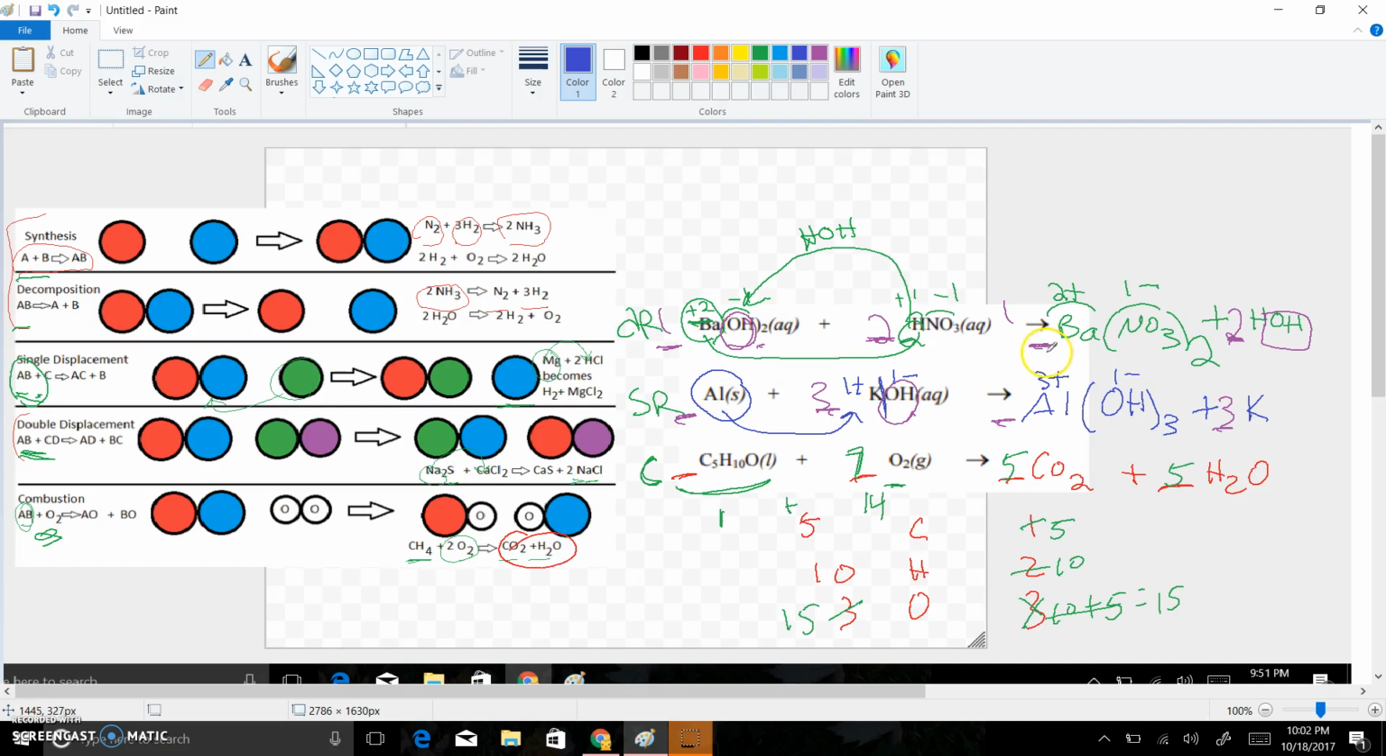So if you look at the first one, barium nitrate. As the AP rules say, all nitrates are soluble. This would be aqueous. Water. Water we know to be a liquid. There's my state of matter. You can't have water dissolved in water. That would be a liquid. So water will never be aqueous. Moving to the next one.